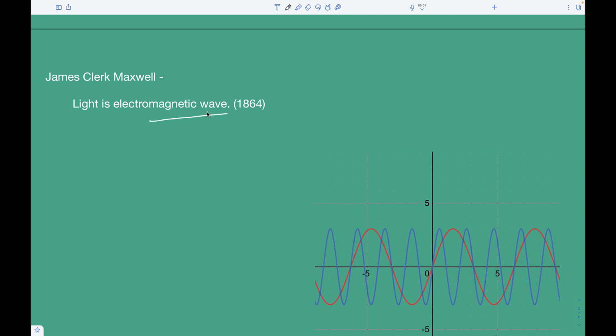By the way, what is a wave? Without going into the formal definition of a wave, we can understand that in a wave, energy is transferred from one point in space to another point in space. And you are familiar with different kinds of waves like water waves, sound waves, etc.